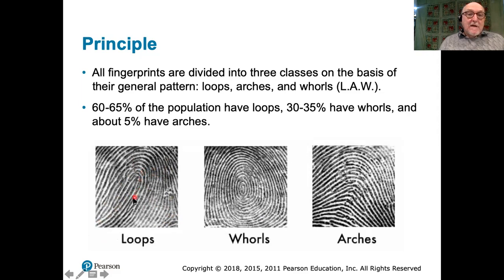And if we're looking at the hand, and this is pointing towards the thumb, that is an important characteristic. If it's pointing to the little finger on the other side, that is an important characteristic which would be recorded. So that's the loop. The next type is the whirl. There it is, and that is a circular pattern, as you can see.